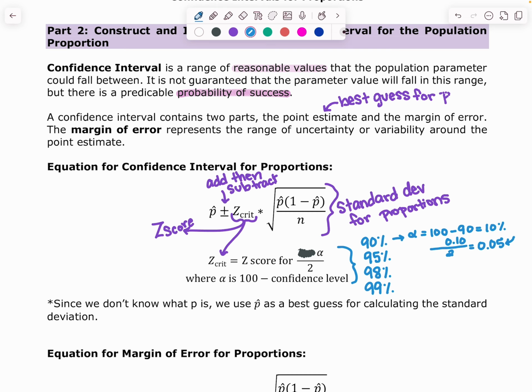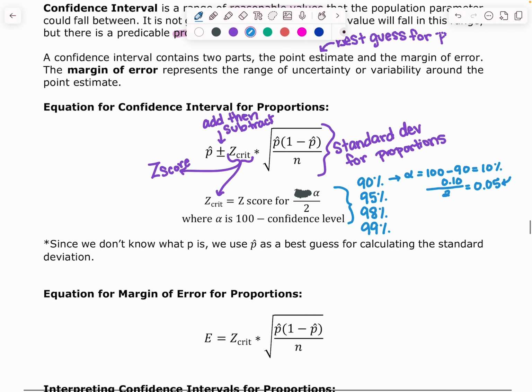Do not worry. And then, as I already said, we don't know what p is, so we use p hat as our best guess. So that's why instead of p, we are using p hat. So it's our point estimate plus and minus a z-score that is based off of a probability, and then it's multiplied by the standard deviation. That is how we create the confidence interval.